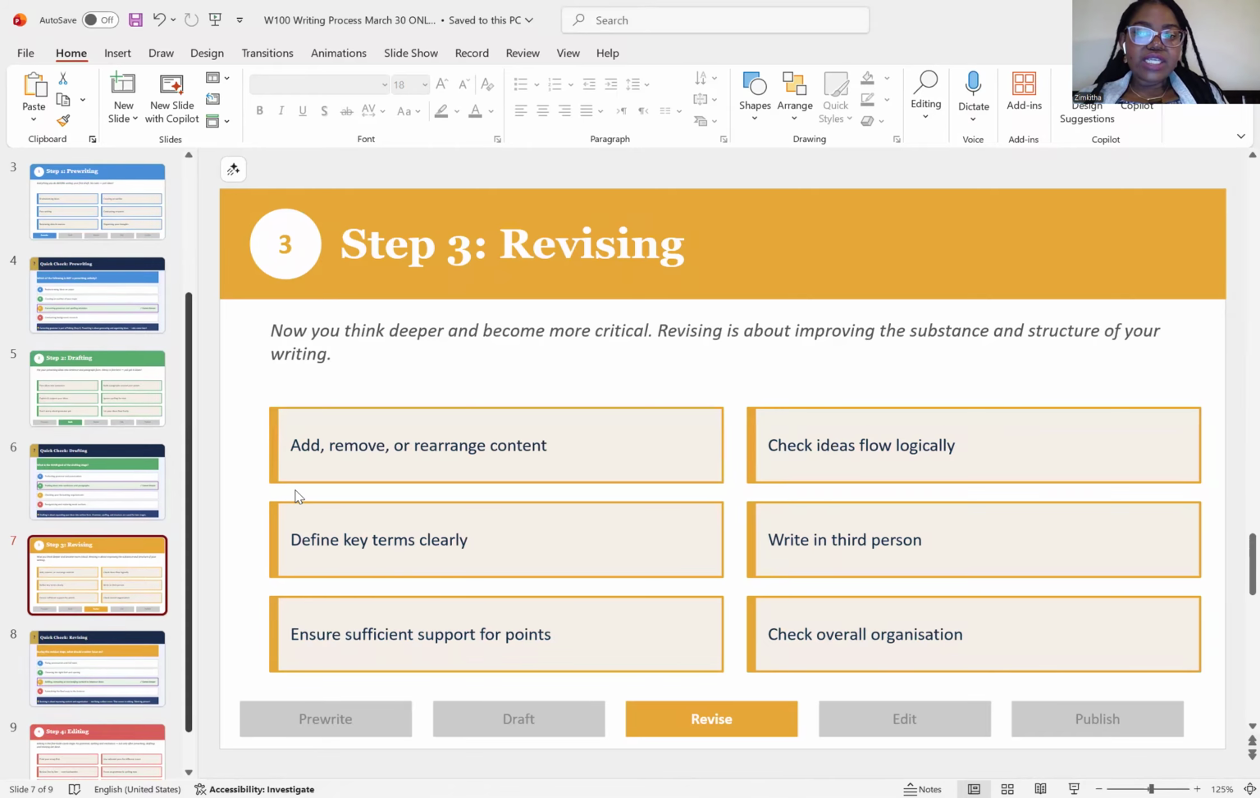The next stage is revising. I apologize for that. My internet is quite slow. Anyway, let's go back to the stages of the writing process. So, as I said to you, the next stage, which is step three, is to revise. So, let me share my screen with you guys again.